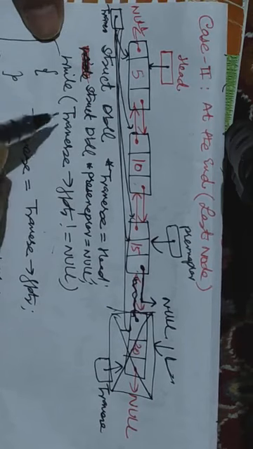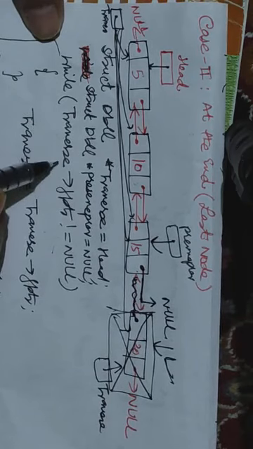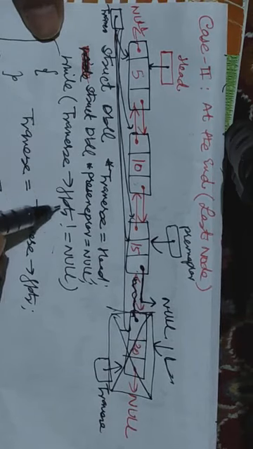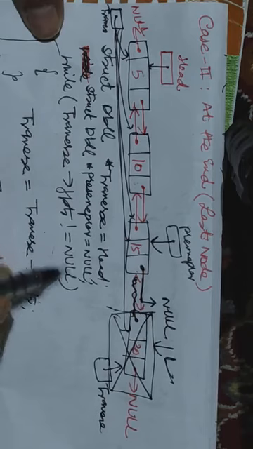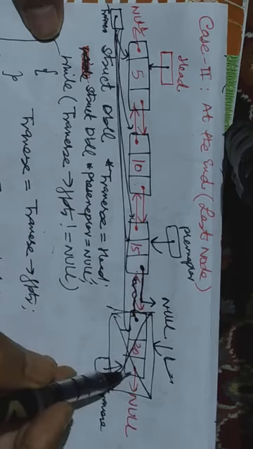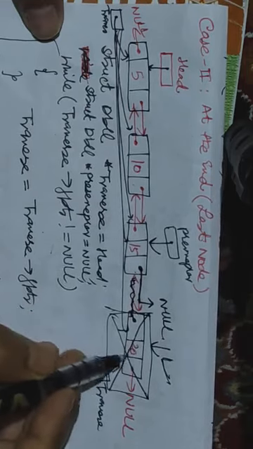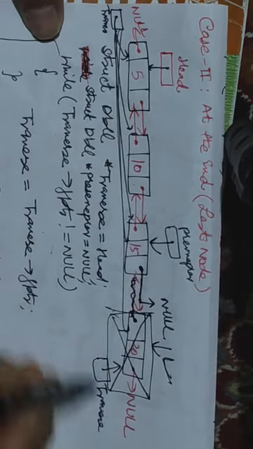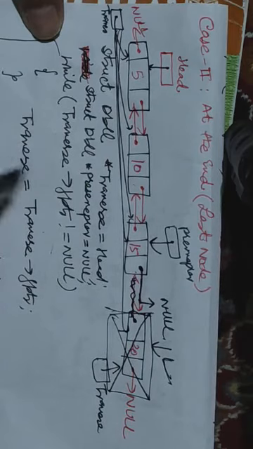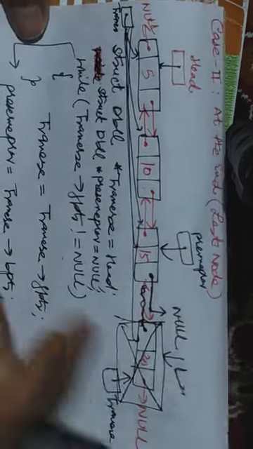And in the next iteration this condition will again be checked, traverse fptr not equal to null, but at this point in time it will point to null. Traverse now points to this last node and its fptr is null, so this statement will not be executed and control will come out of this while loop, right?